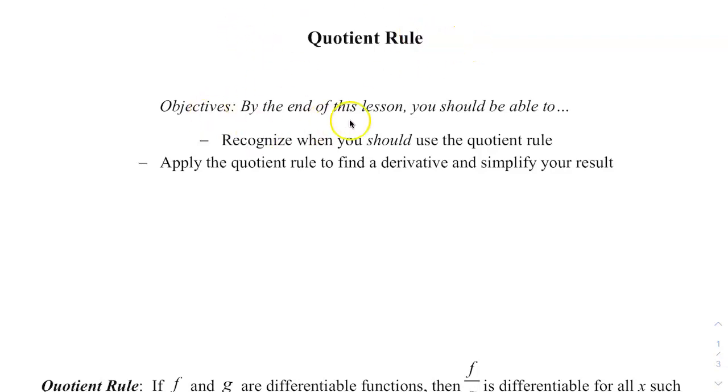Quotient rule. By the end of this lesson, you should be able to recognize when you should use the quotient rule and apply the quotient rule to find the derivative and simplify your result.